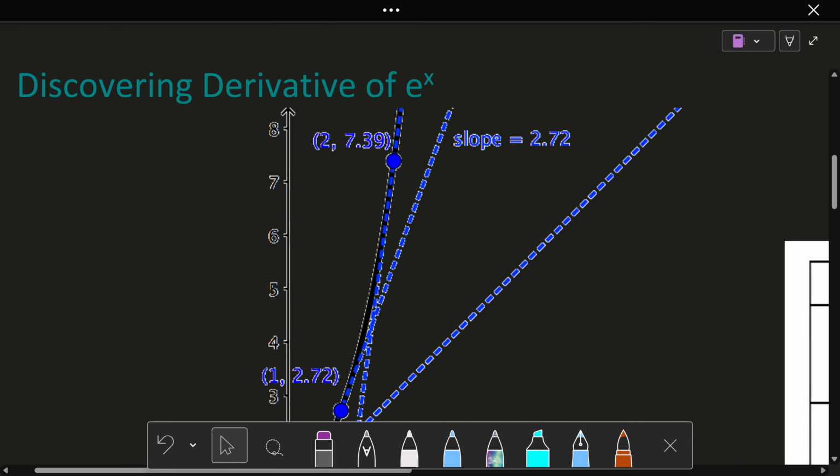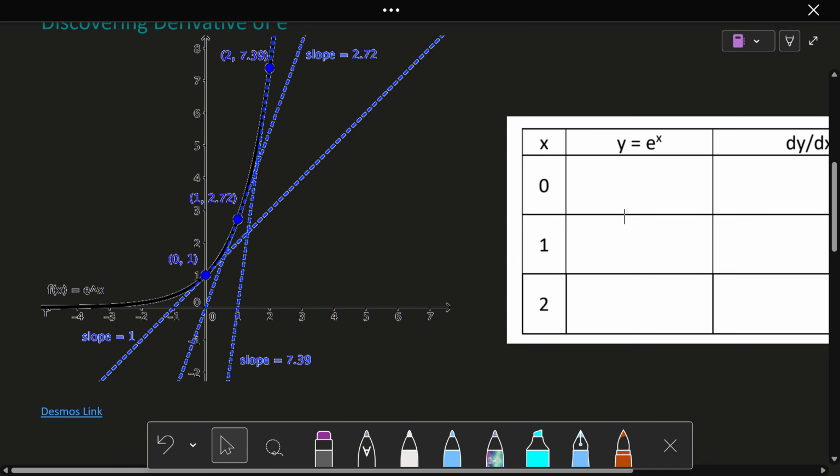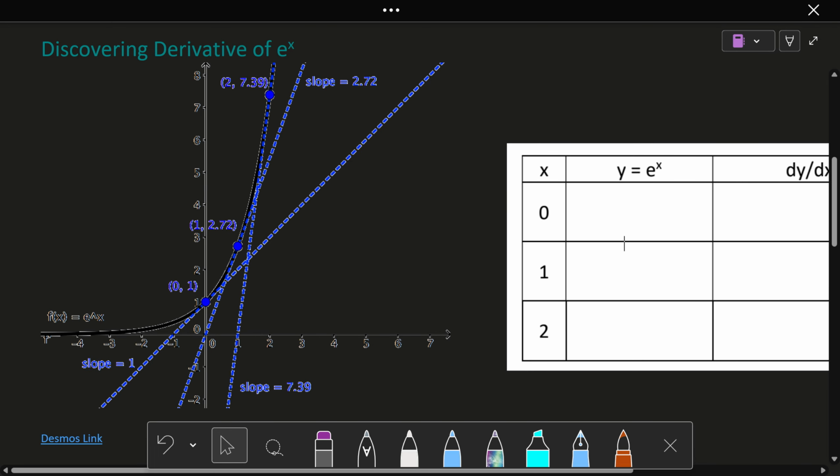So we want to figure out, because we're in calculus class and this is all about derivatives, what is the derivative of e to the x? I found a great graph online that has e to the x, that exponential curve that you can see there, and I also have three slopes for the equation. Let's fill out a chart here and discover a relationship between e to the x and the derivative of e to the x.